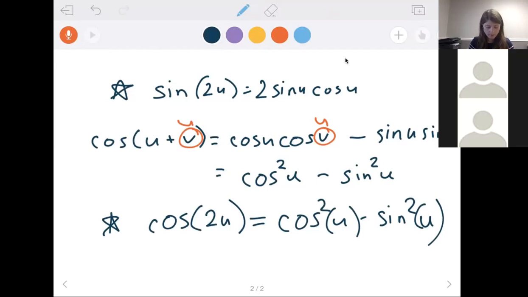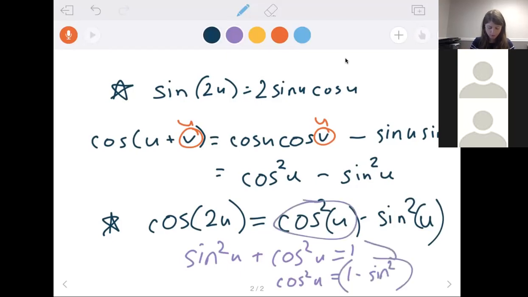So I like to think about this one as the core double angle for cosine. And then if I need to transform it, I would. So remember your Pythagorean theorem identity: sine squared u plus cosine squared u equals 1. This tells me if I wanted to rewrite my cosine double angle in terms of sine, I could say cosine squared u is the same as 1 minus sine squared u. I could replace this chunk with all of that.